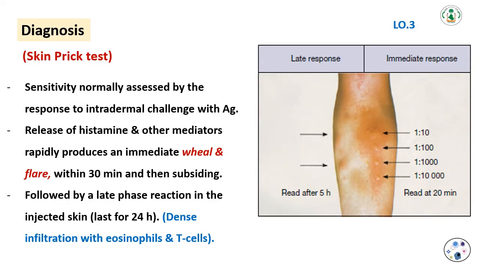Diagnosis by using the skin prick test. Sensitivity is normally assessed by the response to intradermal challenge with antigen. Release of histamine and other mediators rapidly produces an immediate wheal and flare within 30 minutes and then subsides, followed by a late phase reaction in the injected skin that lasts for 24 hours, with dense infiltration of eosinophils and T cells at the site of injection.